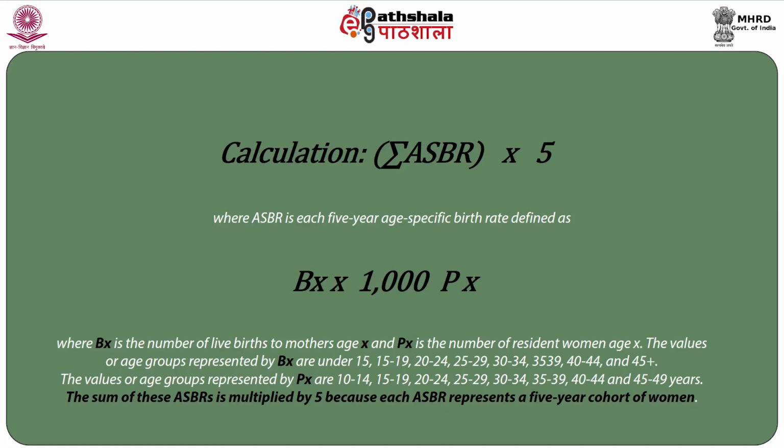The values or age groups represented by PX are 10 to 14, 15 to 19, 20 to 24, 25 to 29, 30 to 34, 35 to 39, 40 to 44 and 45 to 49 years. The sum of these ASBRs is multiplied by 5 because each ASBR represents a 5-year cohort of women.